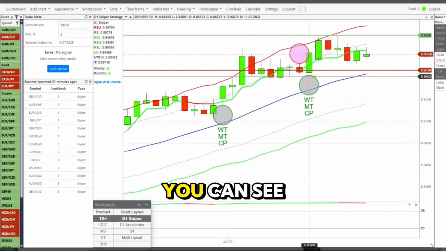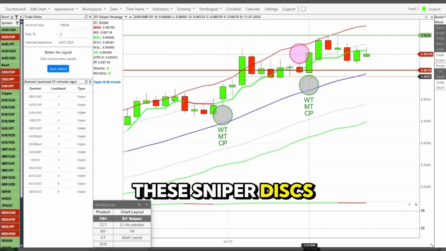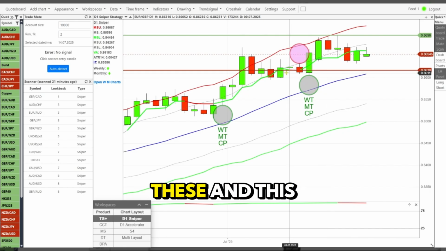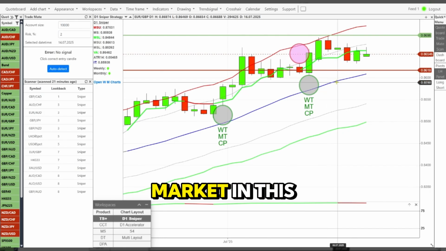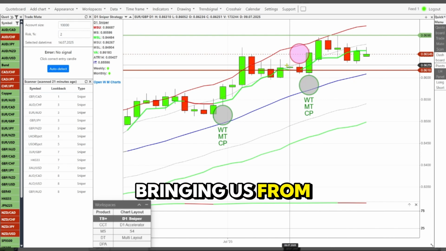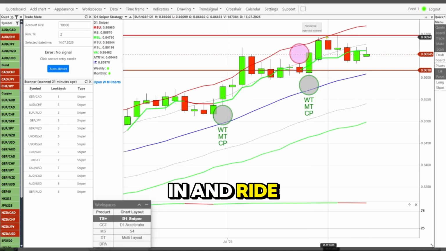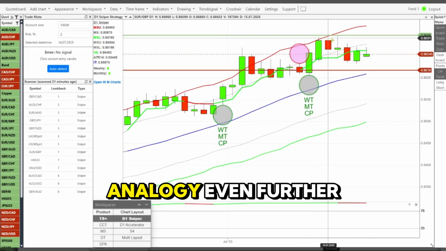What you can see in front of you, you can see a few of them actually. You see these sniper discs here. This is a green sniper. There's about 120 indicators that go into detecting these. And this is telling you that there's a momentum change in the market, in this case, bringing us from a slight downturn in the sell direction back up to a buy. And we want to get in and ride the train to its destination, to stretch that analogy even further.